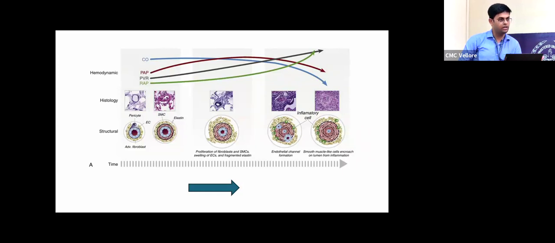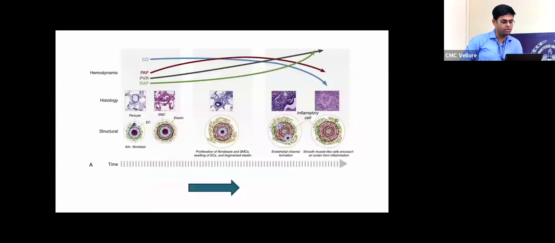You can see the histology also changes drastically from normal muscular architecture to increased proliferation of the vascular smooth muscles and extensive infiltration with mononuclear cells, resulting in vascular obstruction.